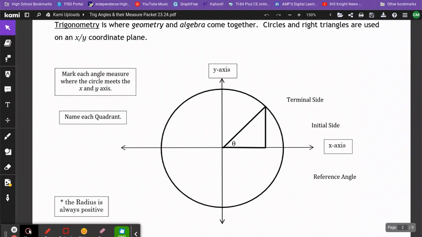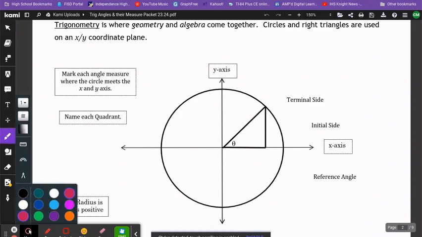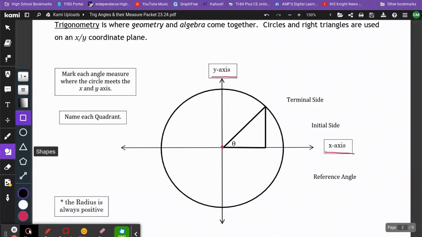So you can see the X and Y axis here on our diagram. The circle is sitting in the center. The center of the circle is at the origin. 0, 0 would be the coordinate there. And there's also a right triangle that's formed inside of the circle. The first thing I want to do is go around the circle and mark each angle measure where the circle meets the X and Y axis.